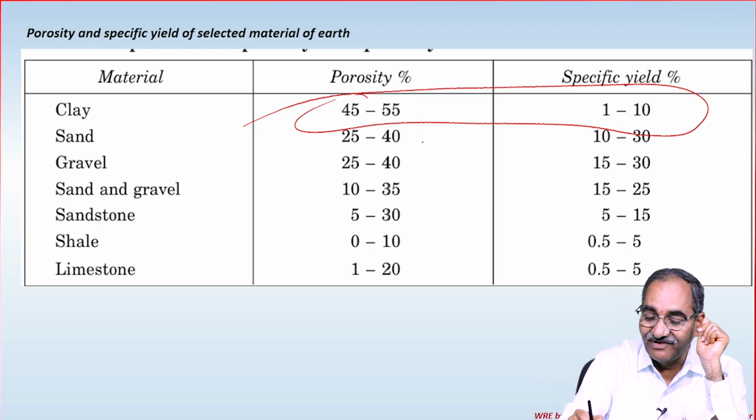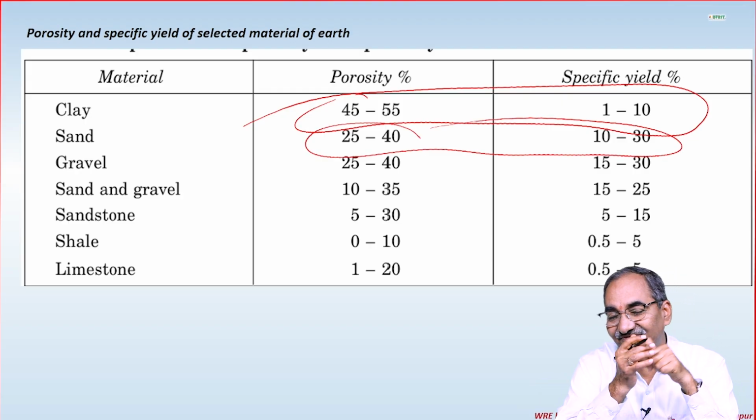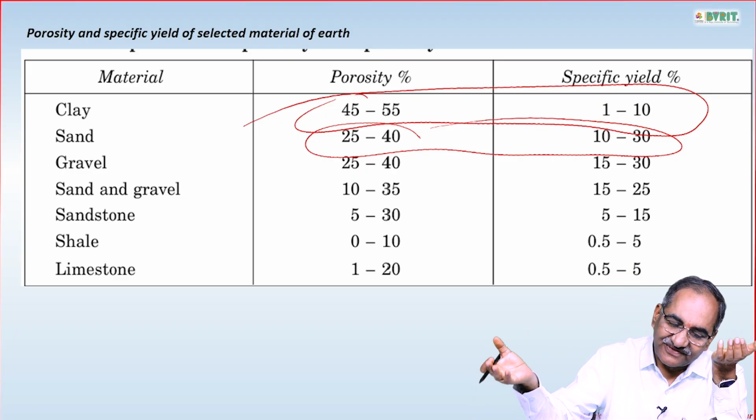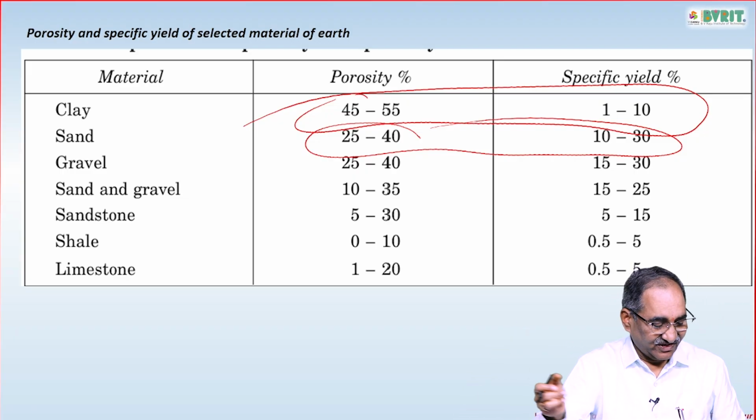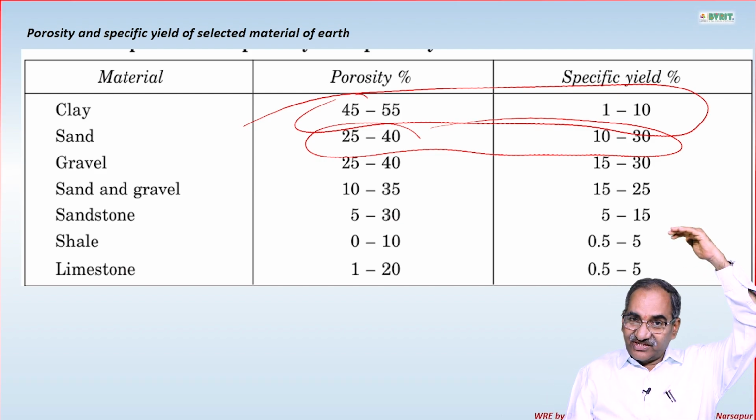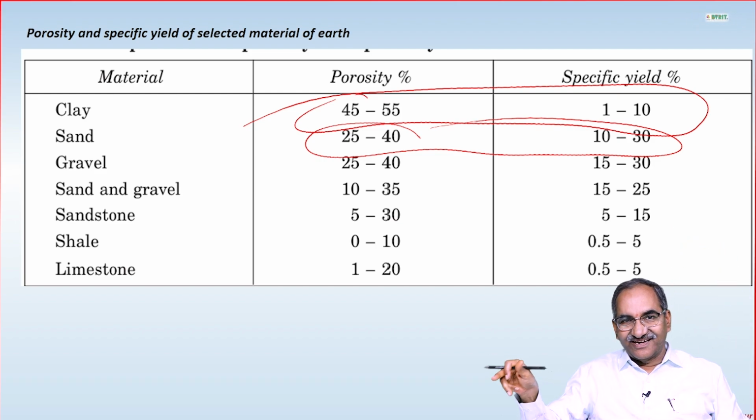Please understand. In the case of sand, porosity is high definitely, and the specific yield is also reasonably good. This is only for your understanding. Clay, porosity is very high, but specific yield is very less.